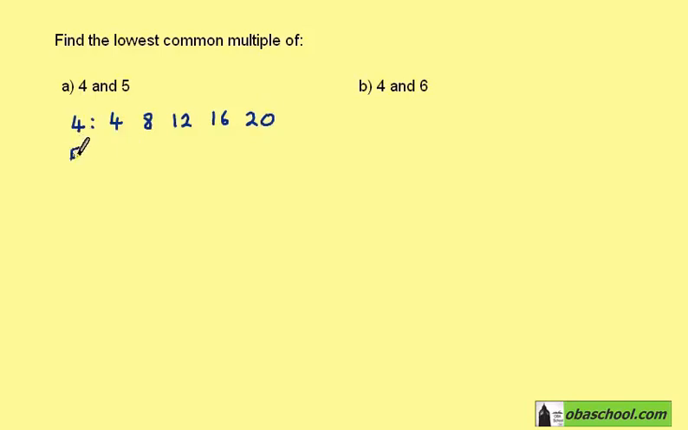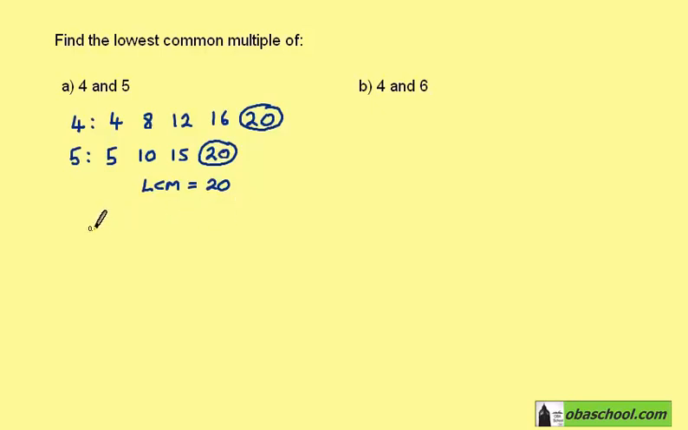Once I've done that, I go to the other number and write down its times table. The first number that appears in both lists is the lowest common multiple. So the lowest common multiple of 4 and 5 is 20.